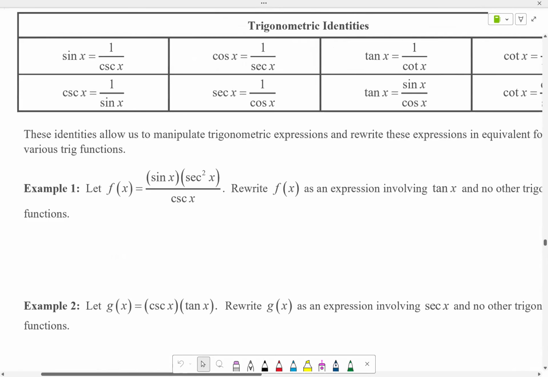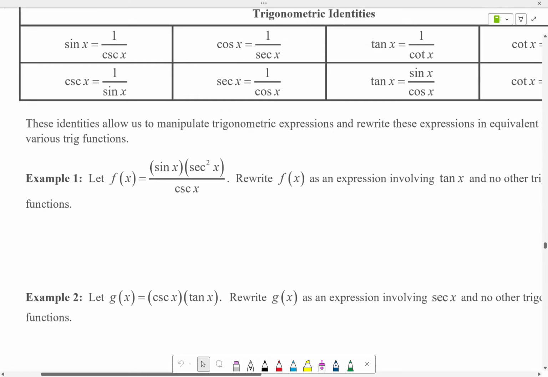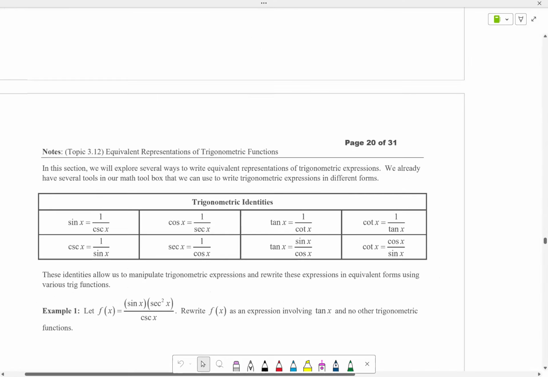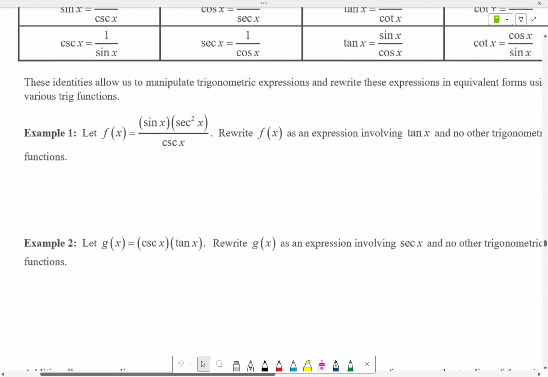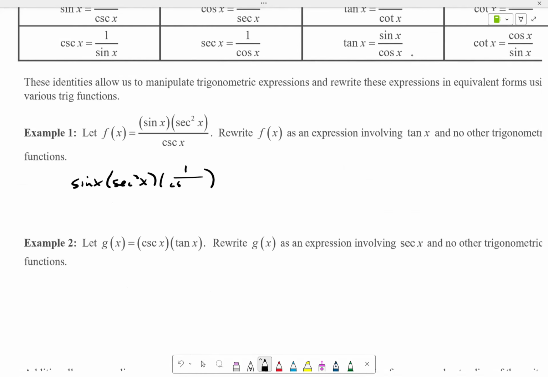We're gonna do example 1. It says to rewrite f of x as an expression involving tangent of x and no other trigonometric functions. This is page 20. Step 1, I'm going to write this as sine of x times secant squared of x times 1 over cosecant x. I think you're right, but I hope that this makes sense. This is the same thing as this.